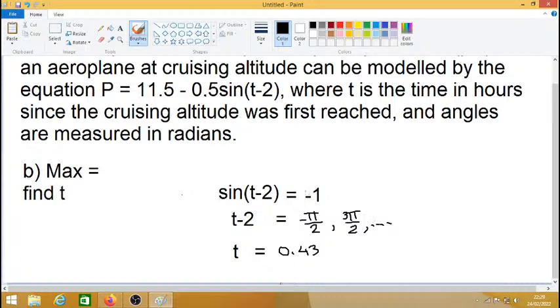So that's 0.43. The time is in what units? Let's take a look. It says here where t is the time in hours. So that 0.43 is hours. We probably want to change it to minutes. Let's times by 60, and that'll change it into minutes, and that will be 26 minutes rounded.